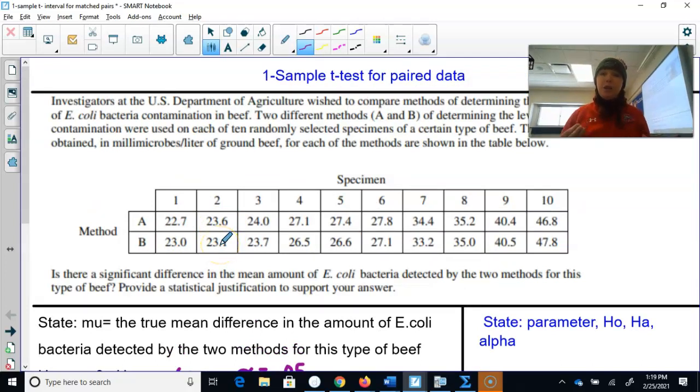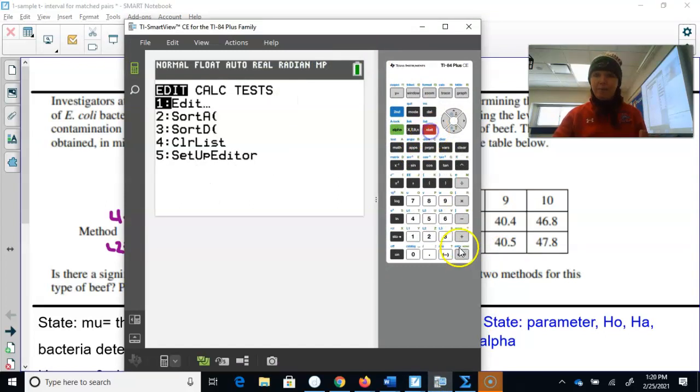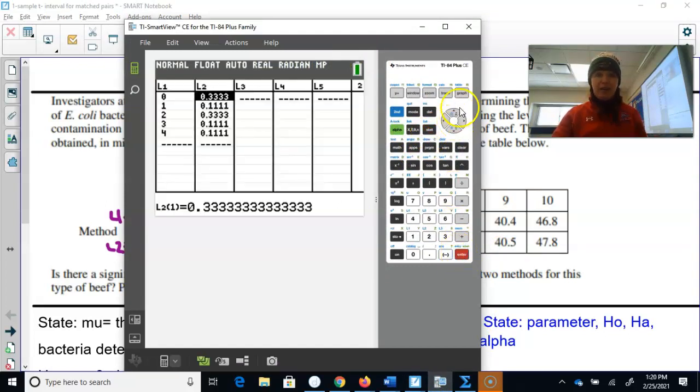To get set up to look at the graph of this data, the first thing that we need to do is we need to put L1 and L2. So L1 is going to be our A, L2 is going to be our B. I want you to pause the video right now and I want you to type that into your calculator. If you've forgotten how to get to L1 and L2, you go to Stat, you hit Enter on Edit, you scroll up and make sure you clear your L1 and your L2.